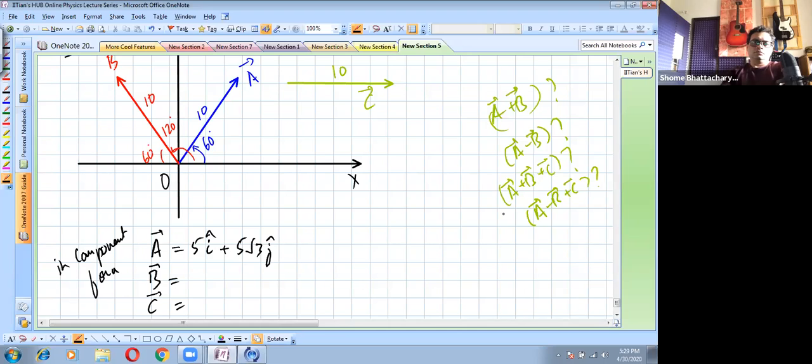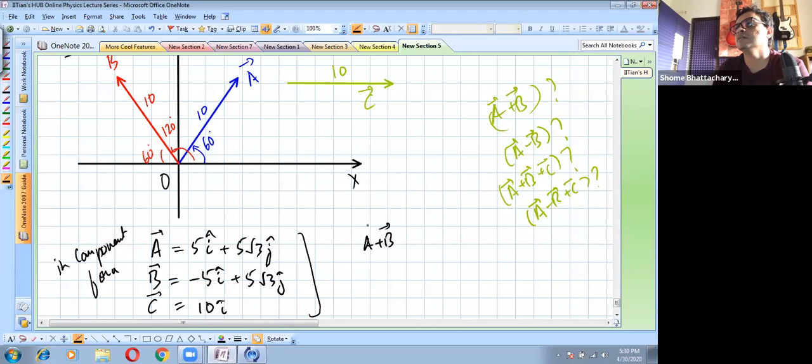Okay, so you should be able to figure out that B will become minus 5 I cap plus 5 root 3 j cap, and C will be just 10 I cap. So for example, from this now you can see that the vector E plus B is just 10 root 3 j cap.